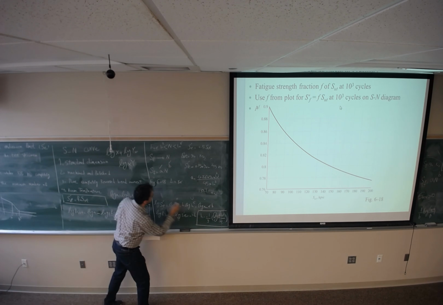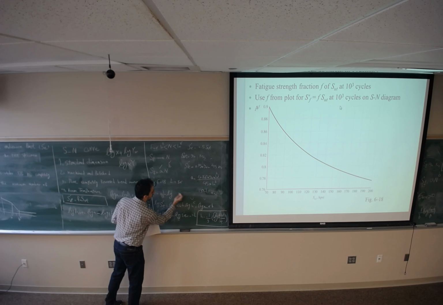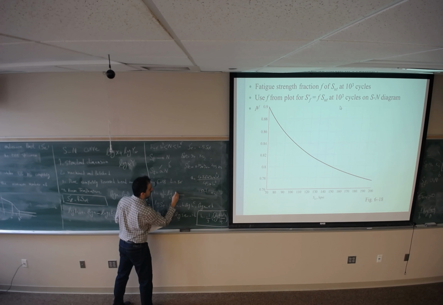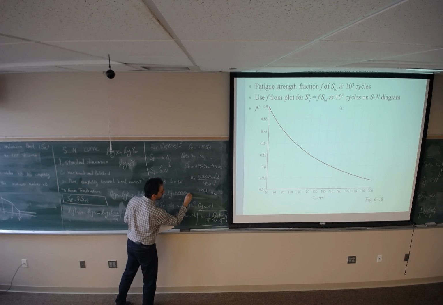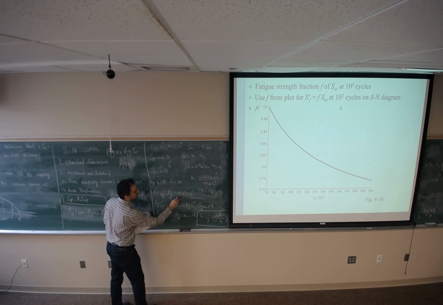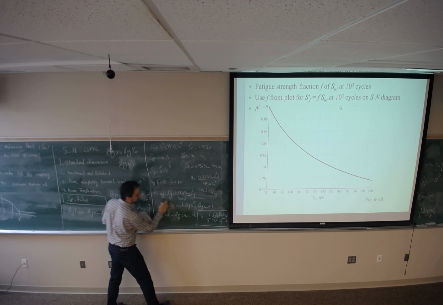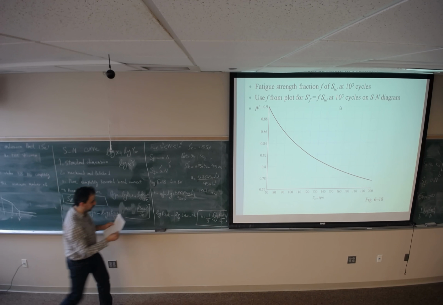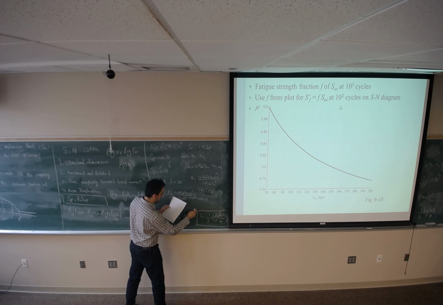So next one is finding B. Negative 1 over 3 log of S_f ultimate, (90 kpsi). Here you can use kpsi if you want, because this is divided by S_e, 45. I just want to be consistent. So B is going to be negative 0.0785.